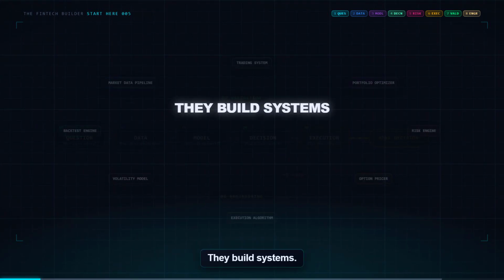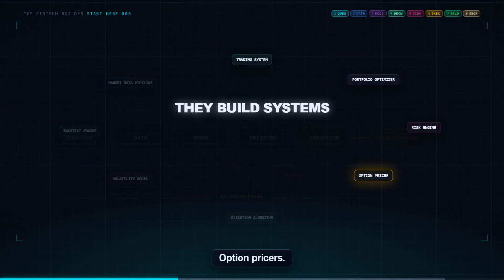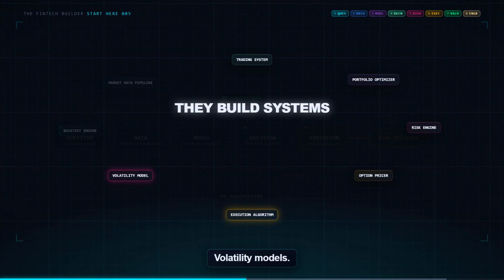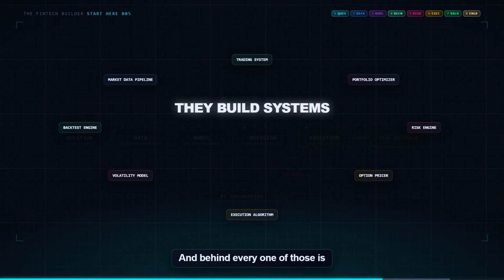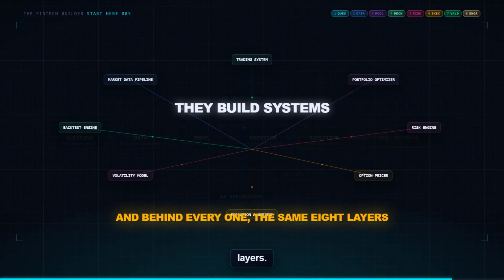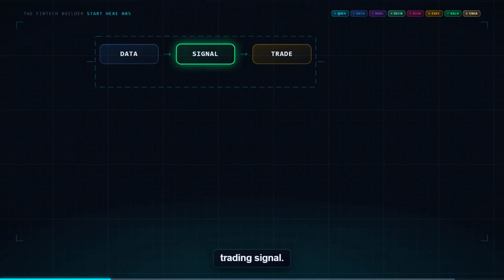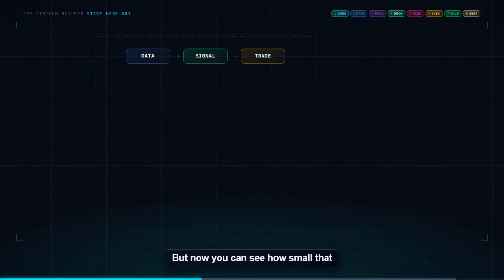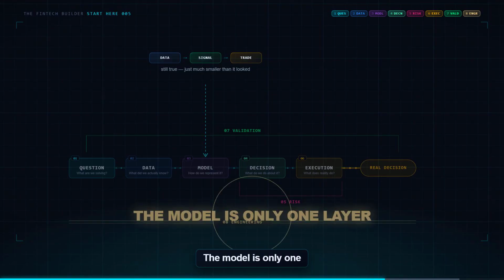They build systems, trading systems, portfolio optimizers, risk engines, option pricers, execution algorithms, volatility models, backtest engines, market data pipelines, and behind every one of those is some version of the same 8 layers. So yes, a quant might well build a trading signal, but now you can see how small that signal is next to everything it takes to make it useful. The model is only one layer.